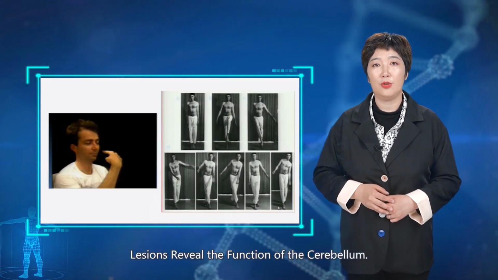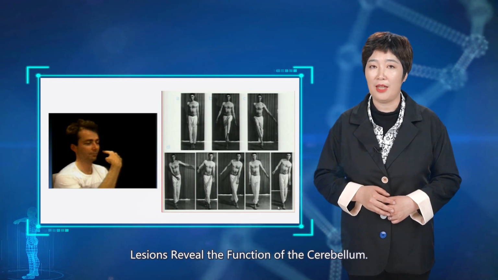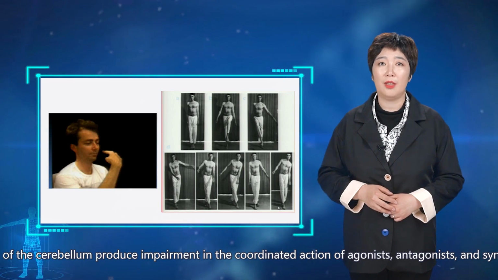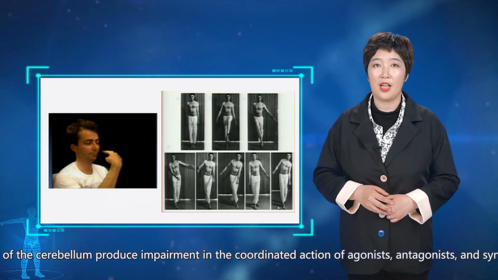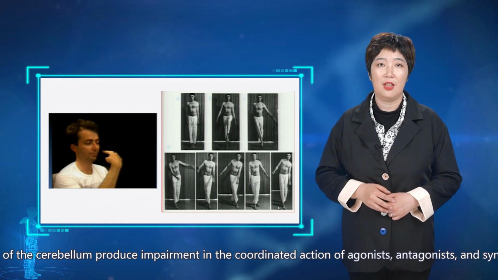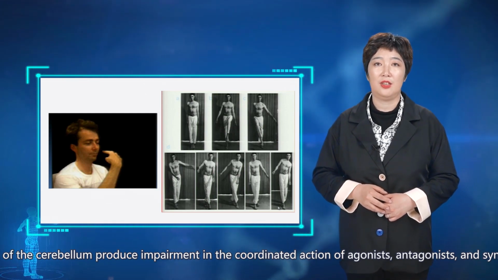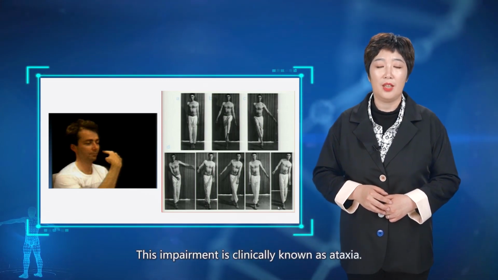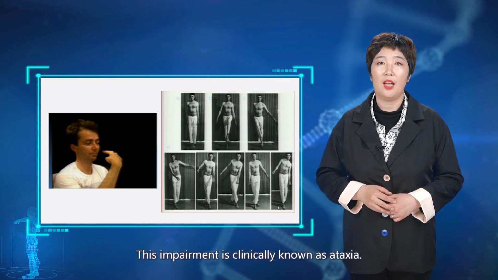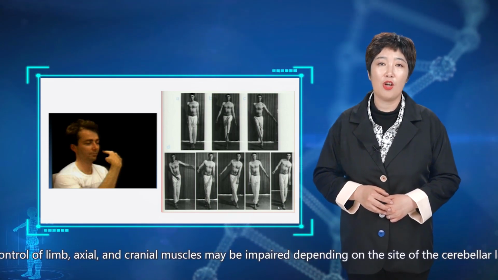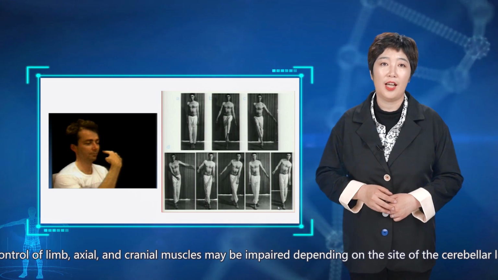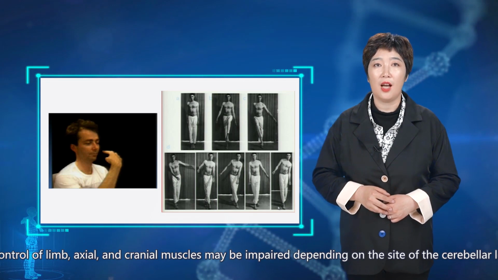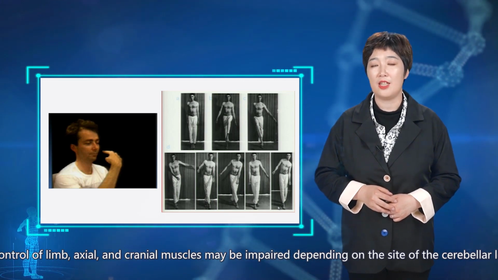Lesions reveal the functions of the cerebellum. Lesions of the cerebellum produce impairment in the coordinated action of agonists, antagonists, and synergists. This impairment is clinically known as ataxia. The control of limb, axial, and cranial muscles may be impaired depending on the site of the cerebellar lesion.